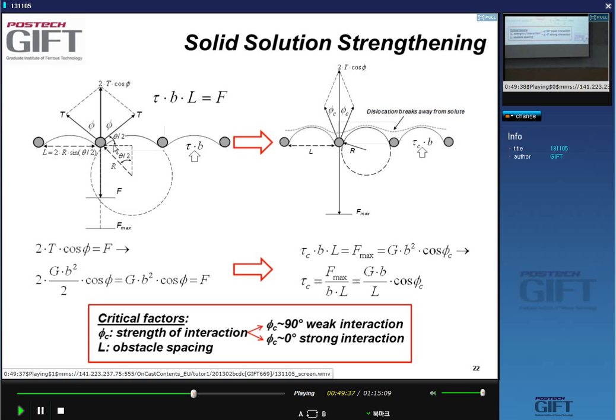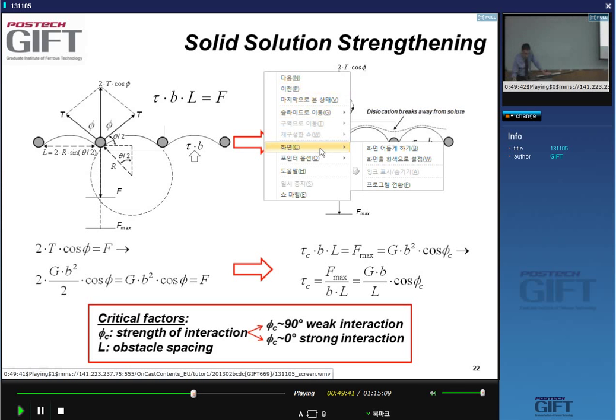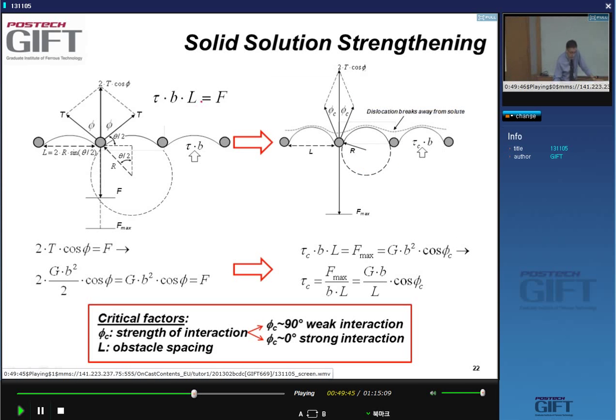So let's put this in a little bit of formulas here. Well, first of all, we have the force on the dislocation, so that is tau times b times the length of the dislocation. And if I concentrate on the situation here, I have basically the line tension going here, the line tension going there. The sum of these two, if we know that this angle is phi, is 2T sine phi. So 2T sine phi balances the external force, yes?